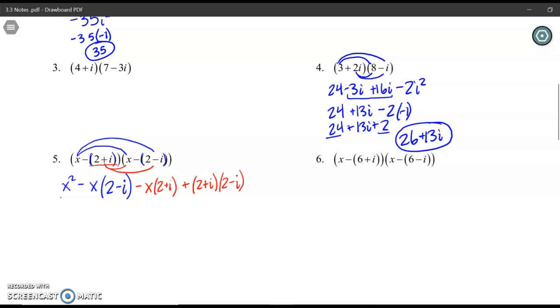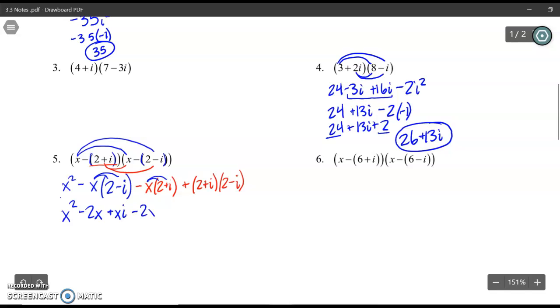So now it's looking very messy. So now I need to do some more multiplying. Okay, so I'm going to take this x on the outside of my parentheses here and just distribute it in. So I have an x squared minus 2x plus xi minus 2x minus xi. And then I'm going to handle this double set of parentheses.